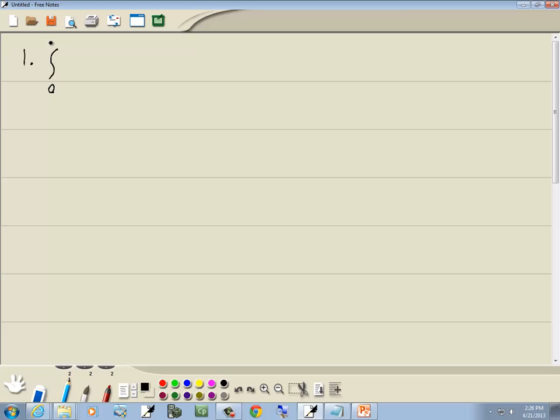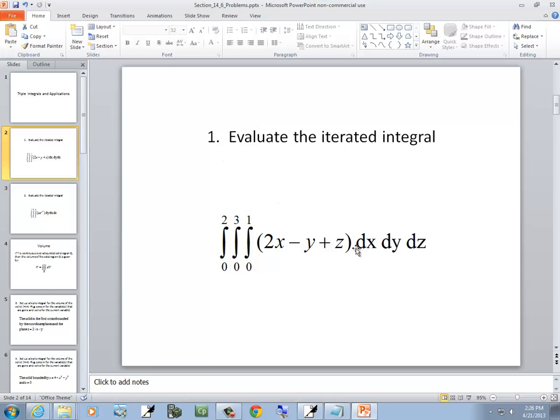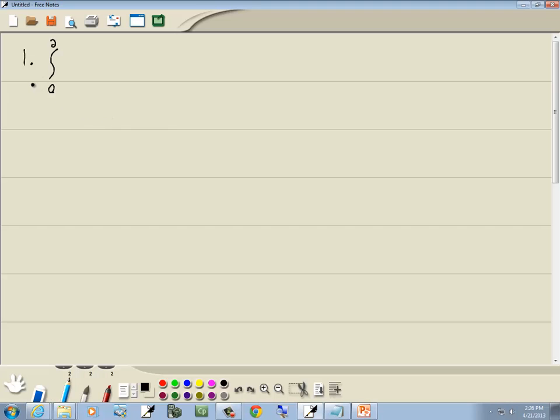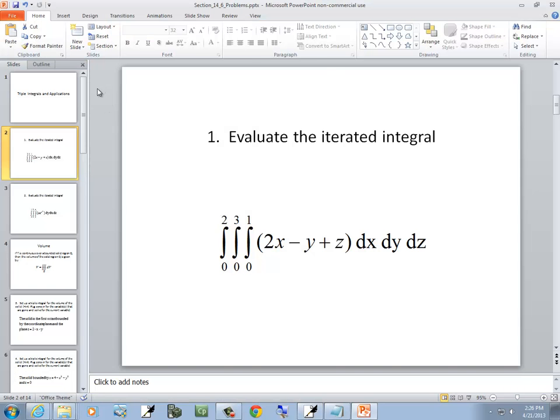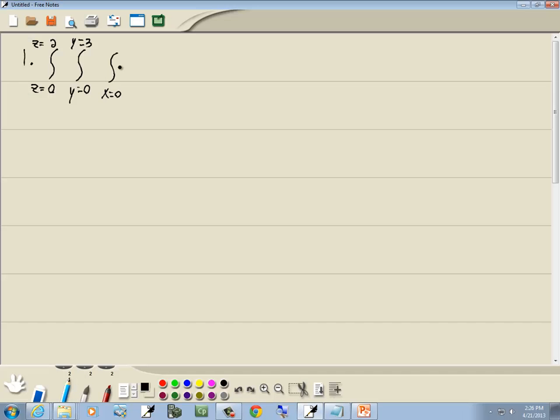Zero to 2. Sometimes I find it beneficial. See how that's on the outer, and then over here the outer is z. So sometimes I find it beneficial to put the variable in there. Then I can easily keep track of what's what. Next one will be a y. So y equals 0 to 3. A lot of books don't do this. Then x equals 0 to x equals 1.